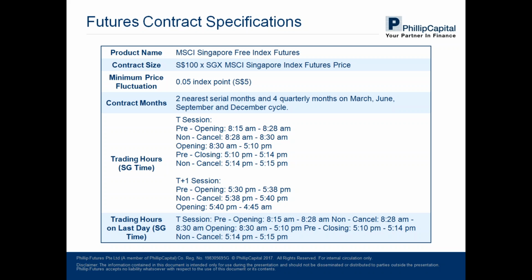So when it comes to trading hours, remember that I mentioned earlier that you can trade almost 24 hours a day. For futures contracts, it's split into 2 sessions. The first session is a T session. We're looking at 8:30 a.m. to 5:10 p.m., which is very similar to the timing of the STI. But post that session, from 5:40 p.m. to 4:45 a.m., it's called a T+1 session. You still can trade during these sessions if you desire.